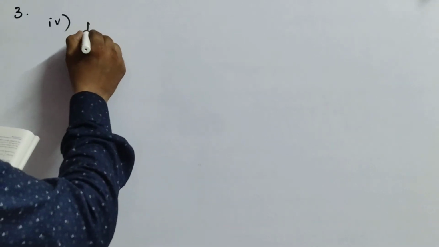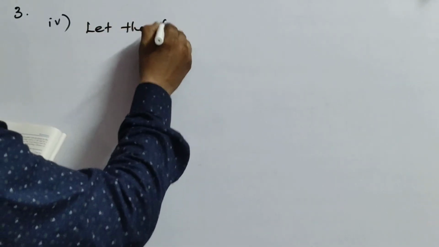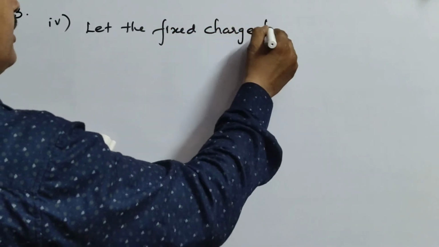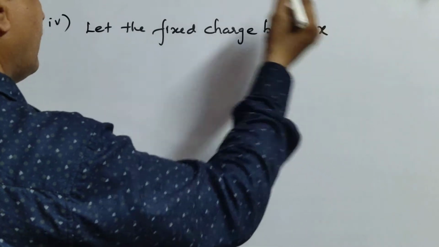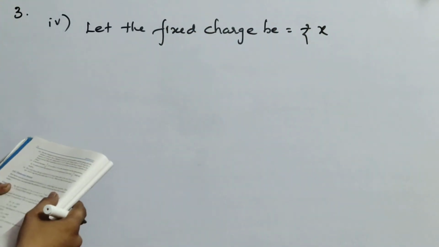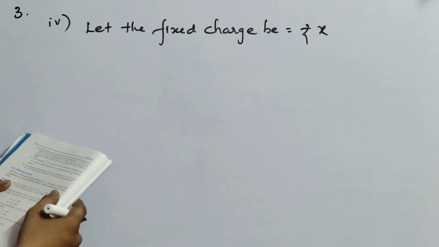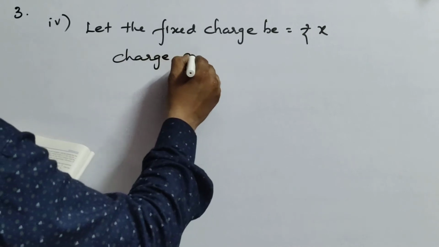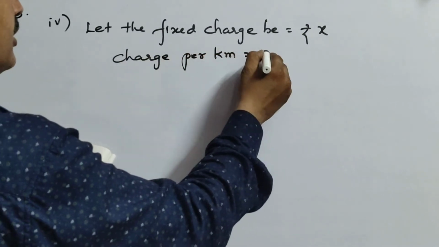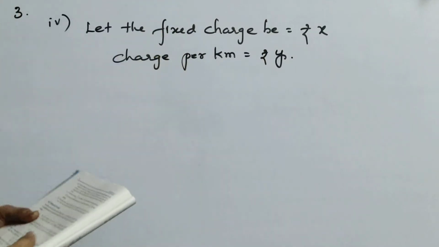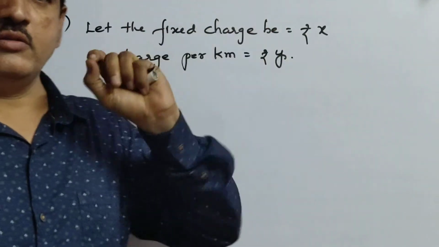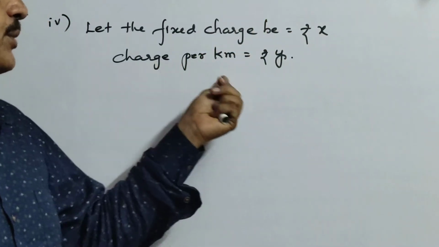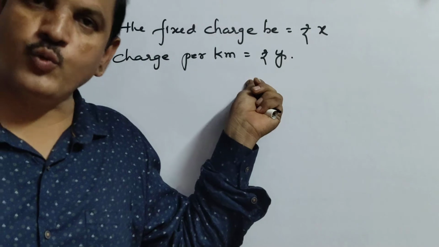What are the fixed charges? So let the fixed charge be x rupees, and the charge per kilometer, for 1 kilometer, take y rupees. The fixed charge, what it is, we also don't know, so we are taking it as x. And the charge per kilometer, for 1 kilometer they are charging y rupees.